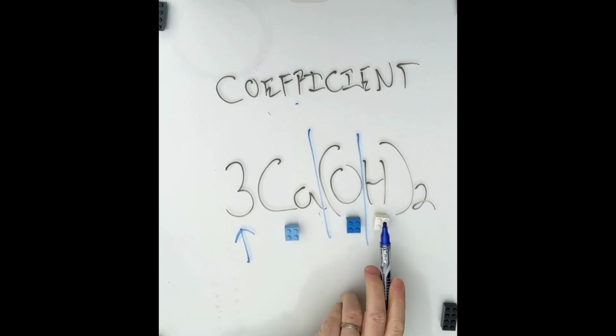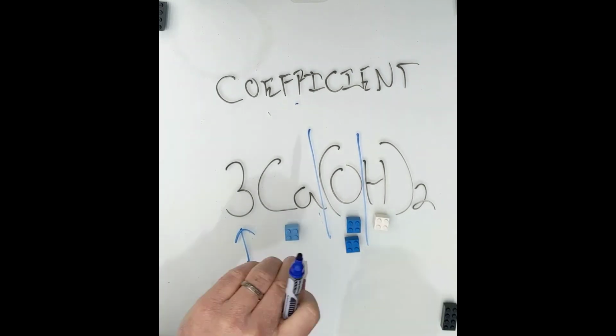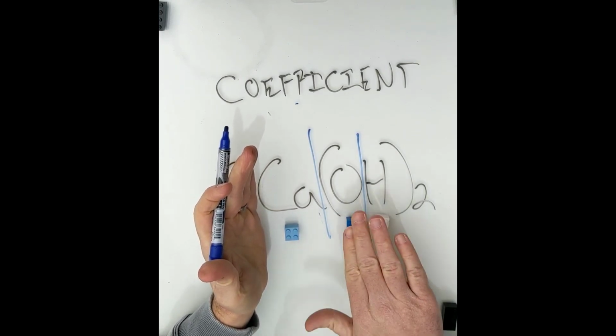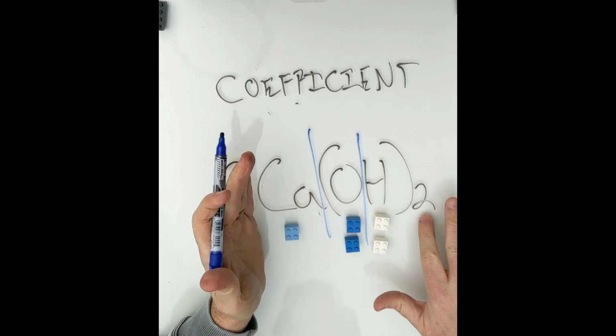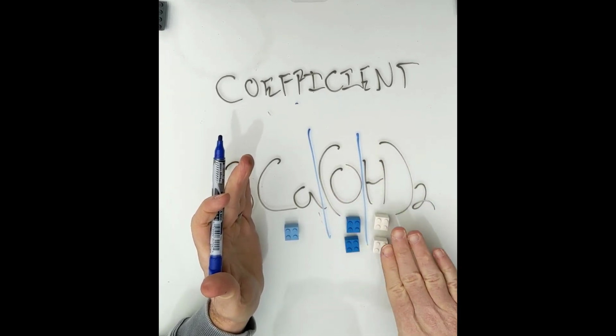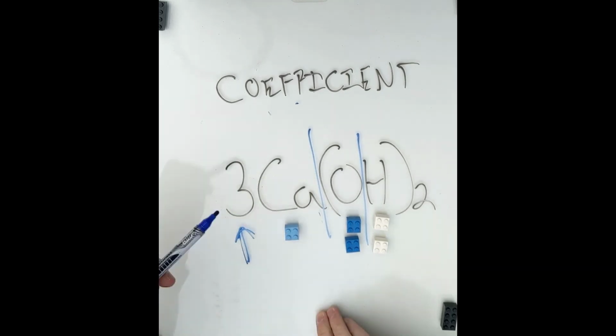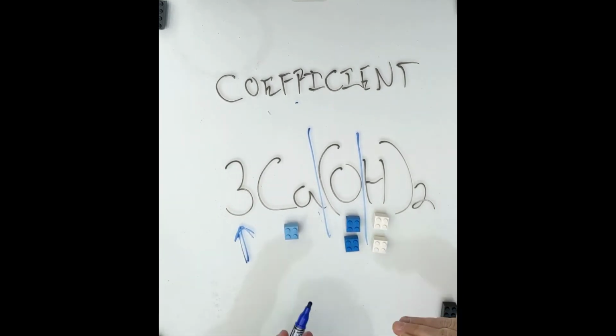The parentheses and the subscript tell us that there's actually 2 units of OH in the molecule. So just by itself, there's 1 calcium, 2 hydrogens, 2 oxygens. Because of that little 2, the parentheses means everything in there gets doubled. Then when I add the coefficient, everything in this whole thing gets multiplied by 3, or there's 3 of them. Or there's 3 units.